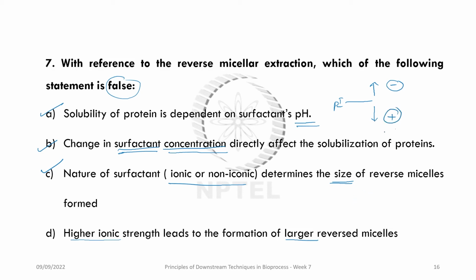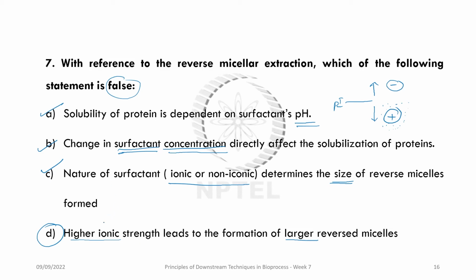So if I have a positively charged protein and a cationic surfactant, obviously it's going to repel, right? So I should choose an anionic detergent. Similarly, whether I use an ionic or non-ionic surfactant will also influence the size of reverse micelles formed and the nature of the extraction process, right? So the only option that you need to focus on here is option D, higher ionic strength.